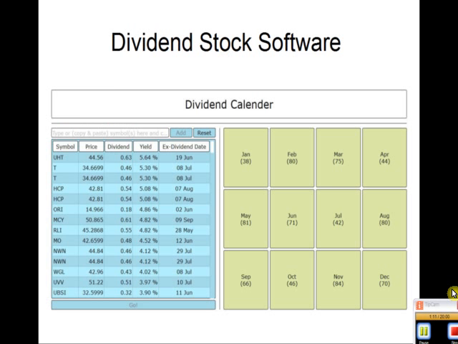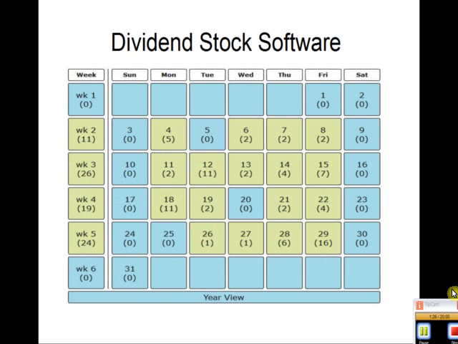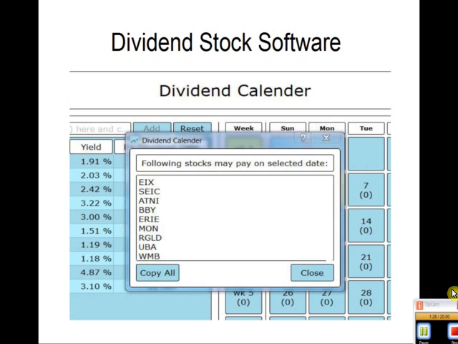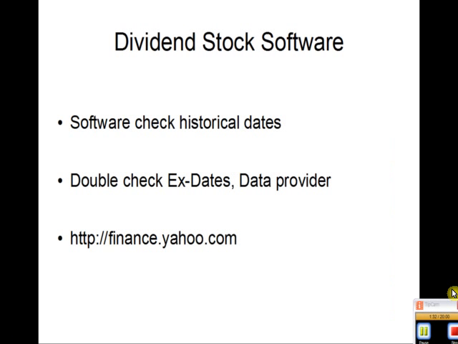This is the first piece of software I want to share with you. This is our dividend calendar. This allows me to know what stock is trading at what time of the year, and then I can plan my trades accordingly. It breaks it down by the month and the week, and even by the day. Now, considering the software checks historical dates, you need to double check the EX dates with your data provider.